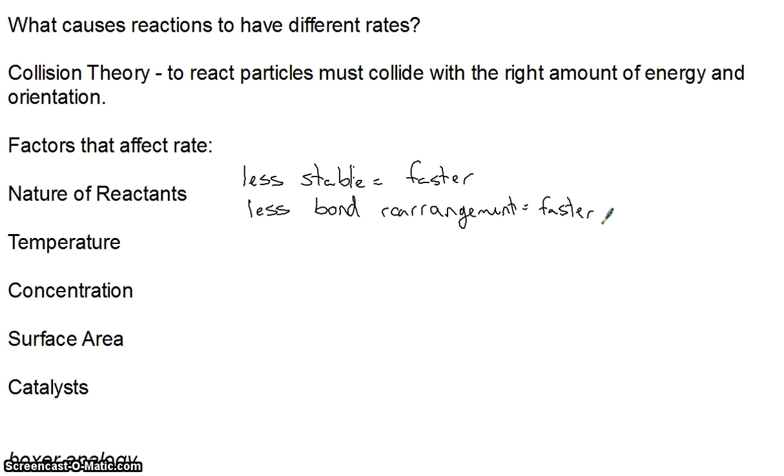Temperature. The higher the temperature, the faster the particles move, so the more they collide, so the faster they react. Also, the more energy they have. Concentration. The more things you have packed into a small area, the more they're going to collide. Surface area. The more exposed surface area you have, the more colliding you have. And then catalysts basically give you an easier path for the reaction to take.